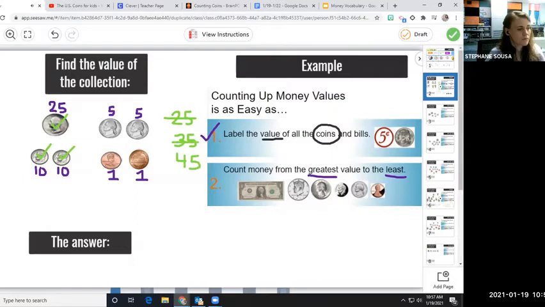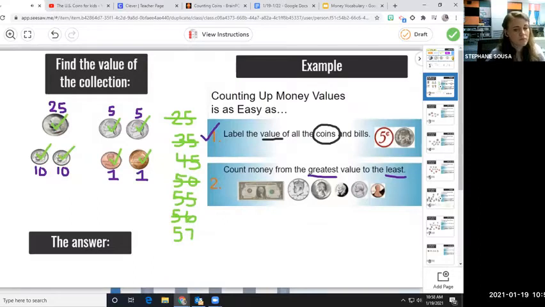Next, I go to my nickels because they are the next greatest value. If I have 45 cents, I'm going to add 5 cents. I know that will get me to 50 cents. I'm going to count 1 more nickel, which is plus 5 more cents. And I will be at 55 cents. Finally, I have 2 pennies. I know I'm going to count by ones now. 55 plus 1 is 56. 56 plus 1 is 57.